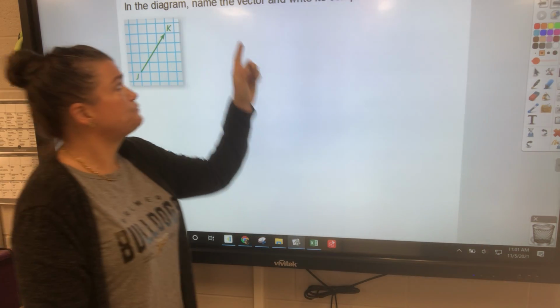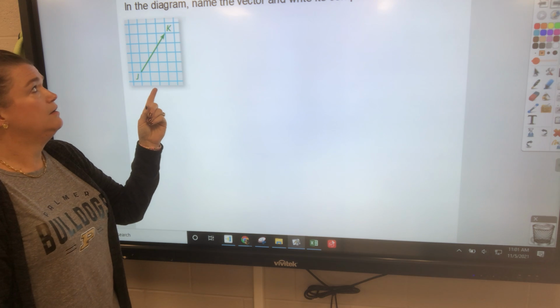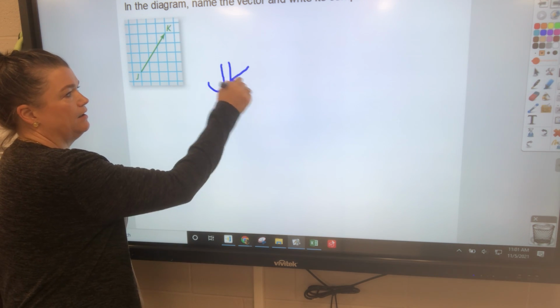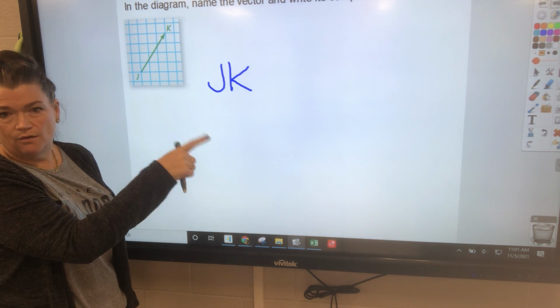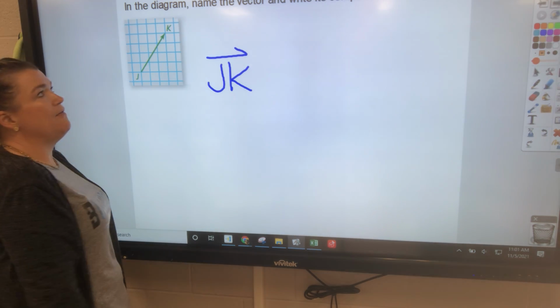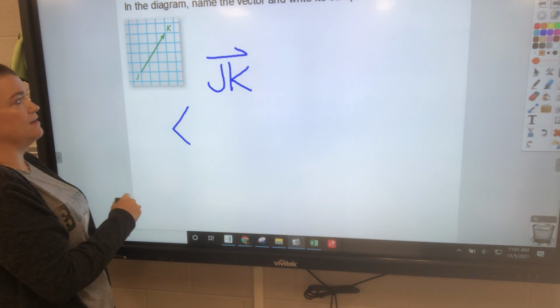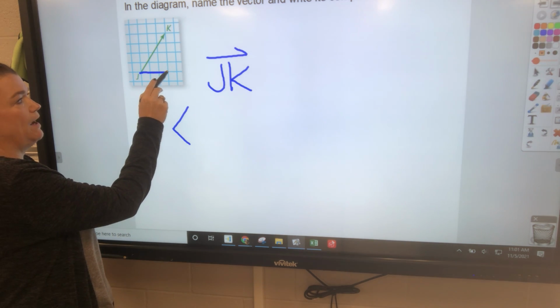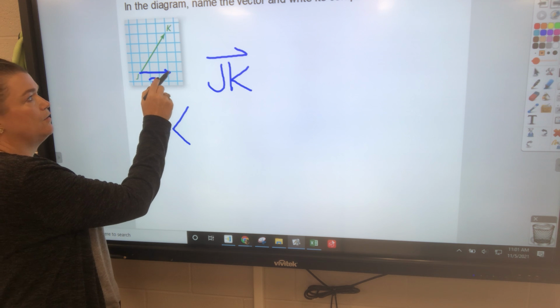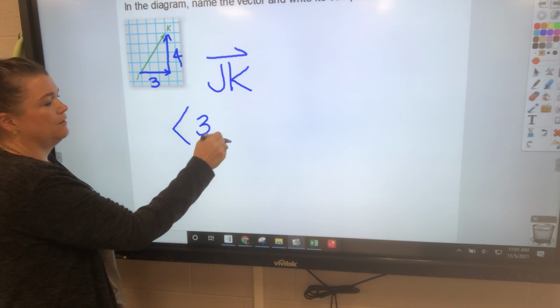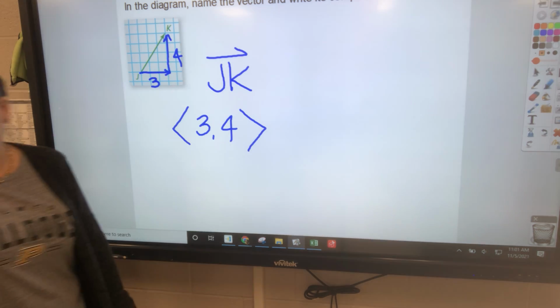All right, so name this vector. How do I name this? It would not be KJ, right? And then what's wrong with this? The little line. You need the little half line. Okay, and then write its component form. So what components make this? Well, it starts here, so I go to the right 3 and then 4. 3, 4. Oh, you're so smart, kid. 3, 4, 5. Okay, everybody good with this?